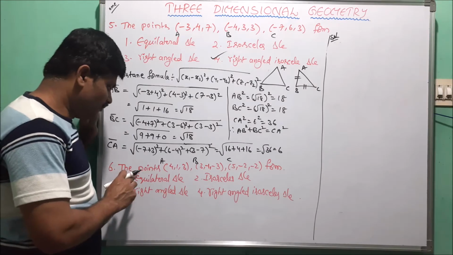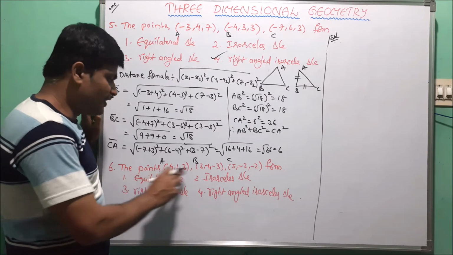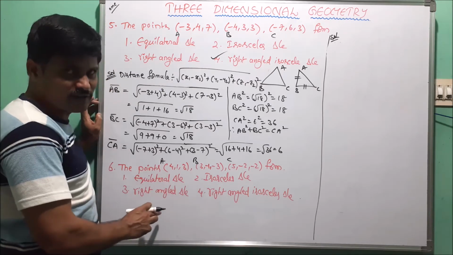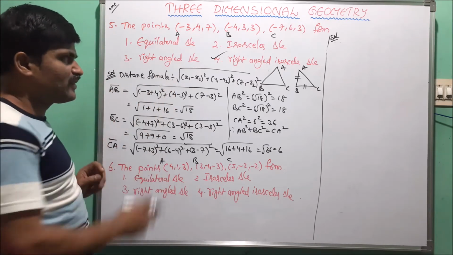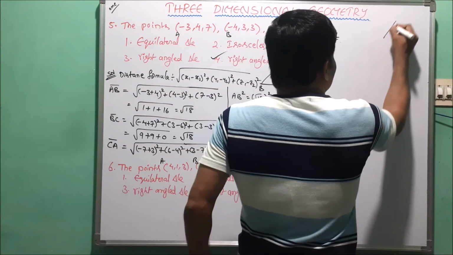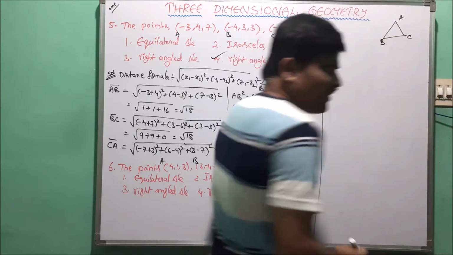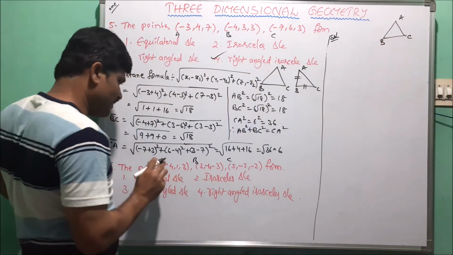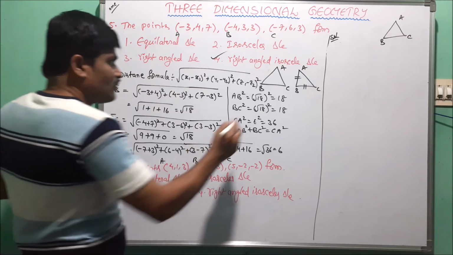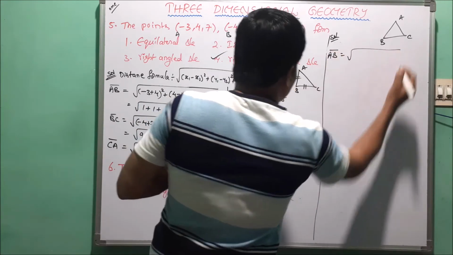Similarly, next problem. Here also 3 points are given. Now do these 3 points form an equilateral, isosceles, right angle or right angle isosceles triangle? Now we take the same distance formula. First of all, to find the sides of the triangle, we take the vertices. Let us consider this is A, this is B, this is C. First to find side AB using the same formula.